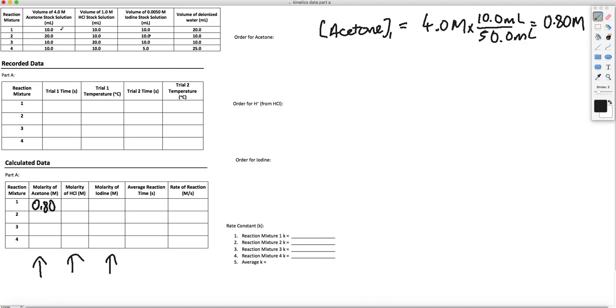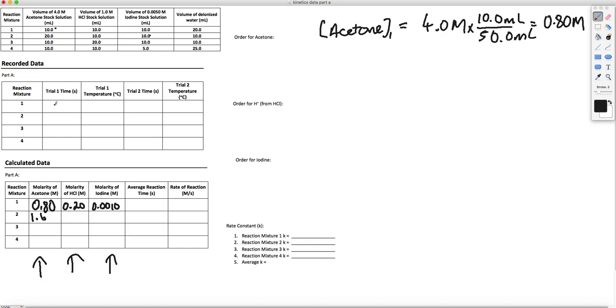Incidentally, when you look at these volumes, you can see that's 10, and that's 10, so you know those are all going to be the same. And since that's 20, you know this one down here is going to be double, so that would be 1.6 molar. I know that automatically; I don't have to do any math on that. Now I do the same thing over here for the molarity of HCl, following the same pattern. It'd be 0.20, and the molarity of the iodine would be 0.0010.